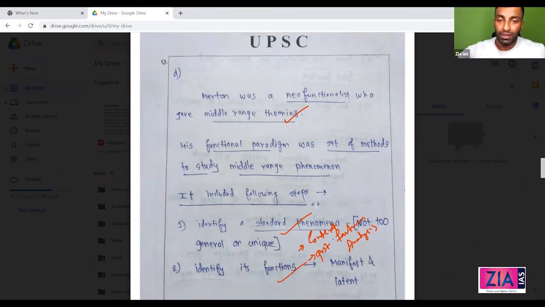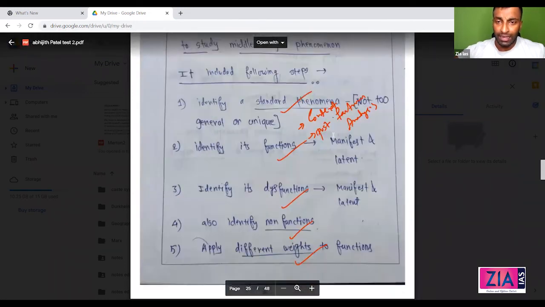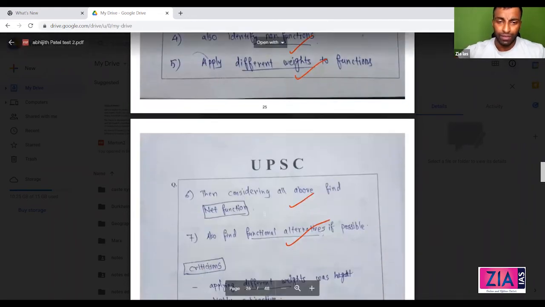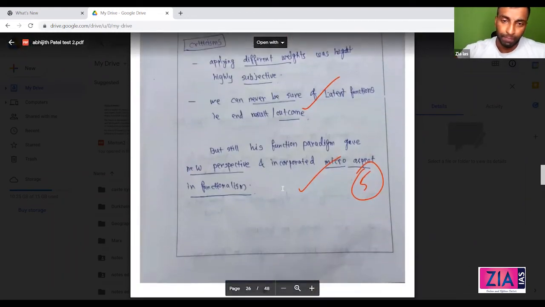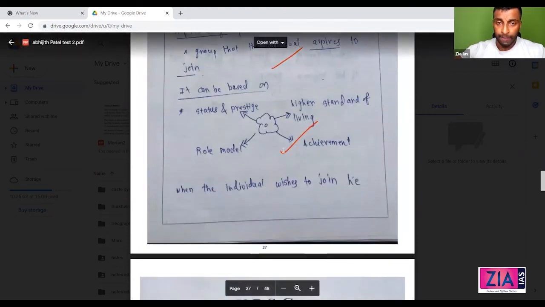Functional paradigm, you just missed something. First is standard phenomena, then explain the context, then post factum analysis, then all these things is fine. But explain, okay, further. Otherwise, it's okay. Anticipatory socialization, okay.